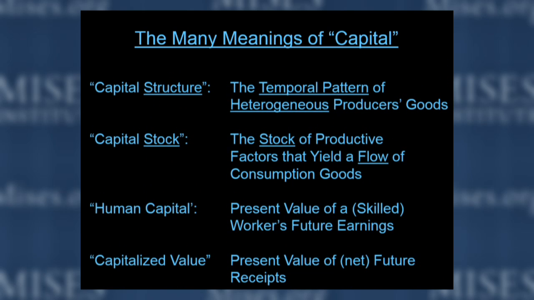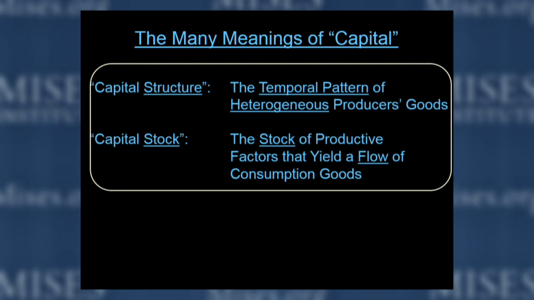I've got two things up here that are underlined. And that's what you want to take notes on, okay? One is capital stock, the stock of productive factors that yield a flow of consumption goods. So the flow part of it is all consumption goods. The stock part of it is just that, a stock. We'll get into that. Capital structure, well, that's the Austrian term, which is a temporal pattern of heterogeneous produced goods, okay? Producers' goods. So that's what we want to pay attention to, and we'll get rid of the rest of them for the time being.